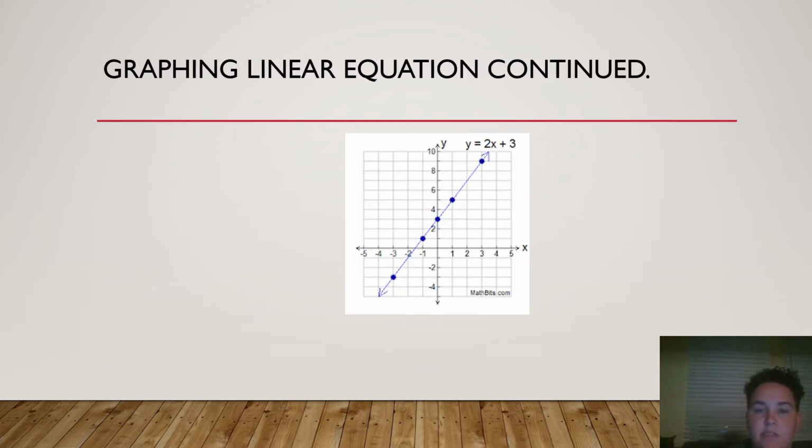In the last slide, I just have an example of what it would look like once you graph y equals 2x plus 3. So if you look at the axis, the y is plotted at 3, then you go up 2 over 1, up 2 over 1, and so on and so forth until you have reached your slope.